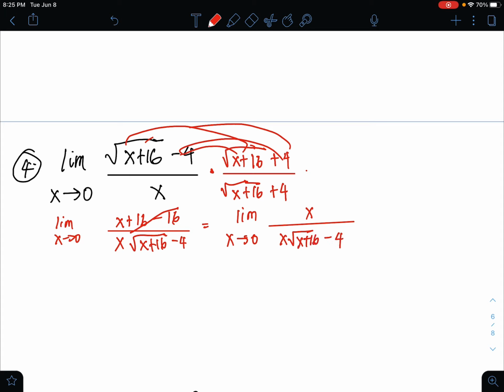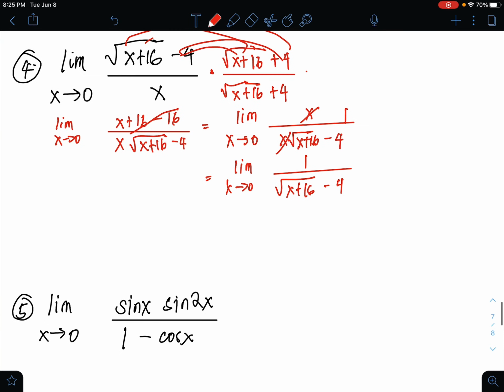Easy lang, x can be canceled. Only 1 is left in the numerator. So we have 1 over the square root of x plus 16 plus 4. Then we substitute: 1 over 4 plus 4, from the square root of 0 plus 16.